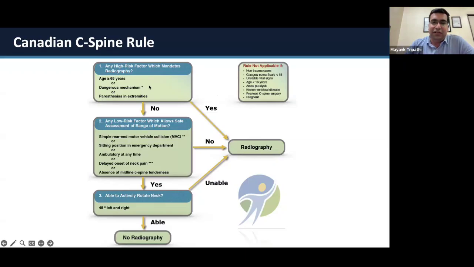Then, if none of these is positive, we look at the low risk factors, like the simple rear end motor vehicle collision, or the patient is in the sitting position in the emergency department, the patient is ambulatory at any time, or there is delayed onset of neck pain, or there is absence of midline cervical spine tenderness.